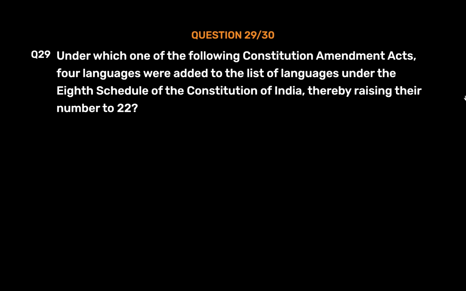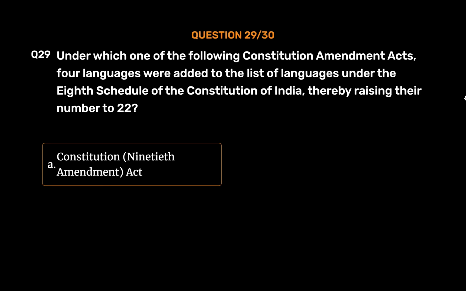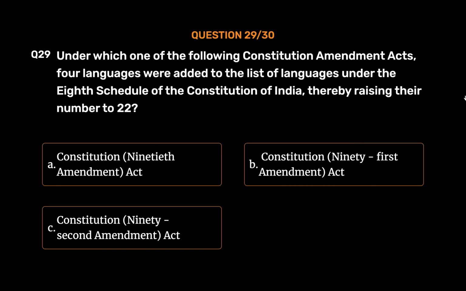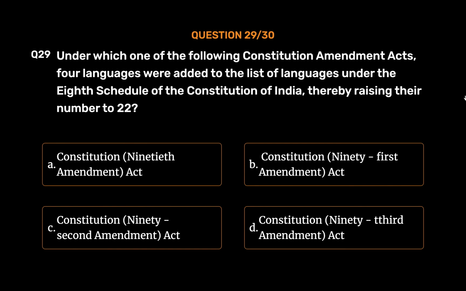Question number 29. Under which one of the following Constitution Amendment Acts were 4 languages added to the list of languages under the 8th schedule of the Constitution of India, thereby raising their number to 22? Option A. Constitution 90th Amendment Act. Option B. Constitution 91st Amendment Act. Option C. Constitution 92nd Amendment Act. Option D. Constitution 93rd Amendment Act. The correct answer is Option C.